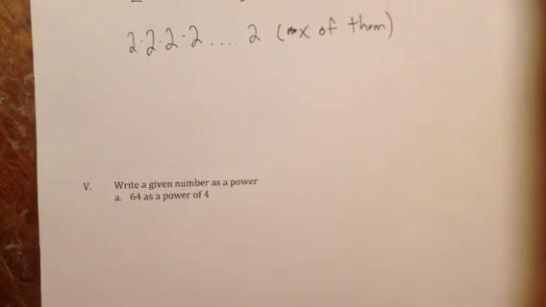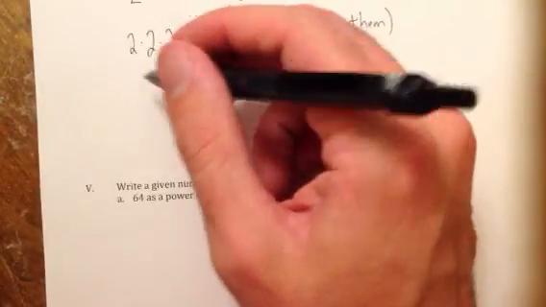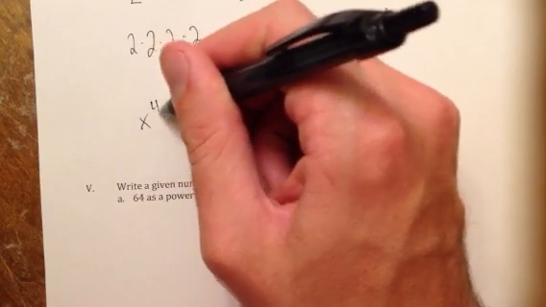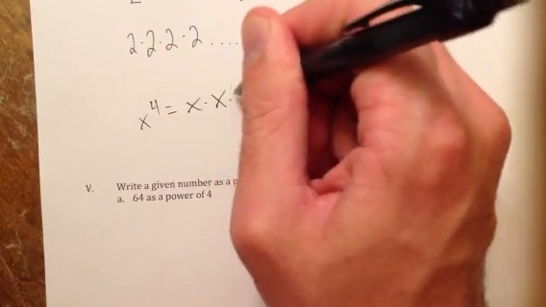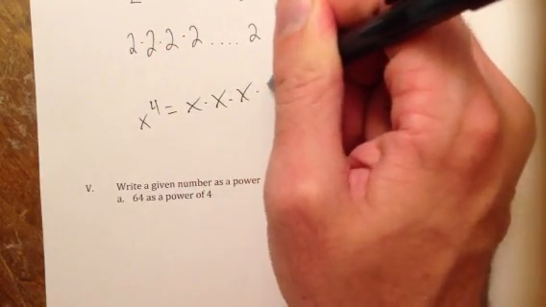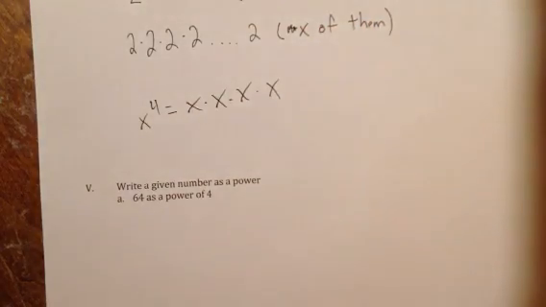Okay? And we could go the other way too. Obviously, we could write x to the 4th as 4 x's multiplied. I think going the other way is typically a little bit easier.